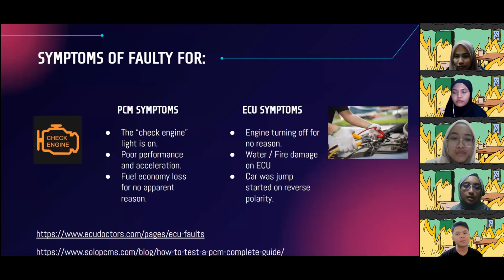For example, for PCM symptoms, we can check whether we have a failure in our engine if the check engine light is always on, or there is very poor performance and acceleration. We can also check whether the engine is okay by seeing fuel economy loss for no apparent reason. So moving on to ECU failure symptoms.